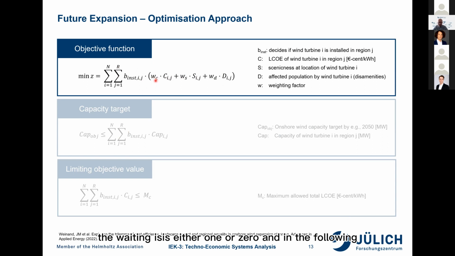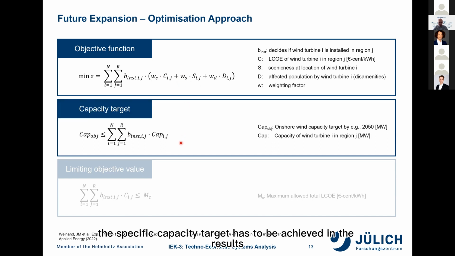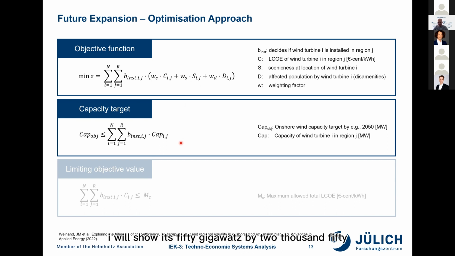And in the following, I will only present results where only one weighting is 1 and the others are 0. So we do not show a multi-criteria approach, because it's very hard to decide how high which weighting should be in relation to the other criteria. And then in the optimization, the specific capacity target has to be achieved. In the results for Germany, I will show it's 50 gigawatts by 2050. And so many turbines have to be installed until this capacity objective is achieved.